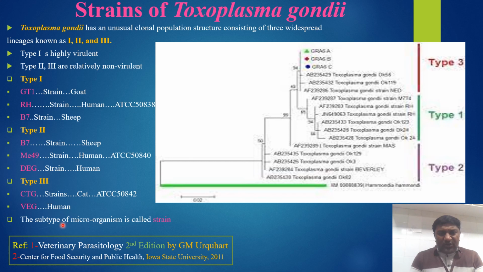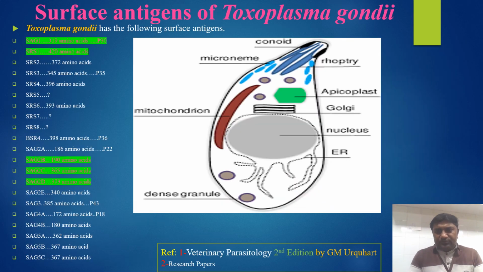The subtype of a microorganism is called a strain. So you can observe in the picture this one belonging to the type 1 strain, this one to the type 2 strain, and this one actually belonging to the type 3 strain.